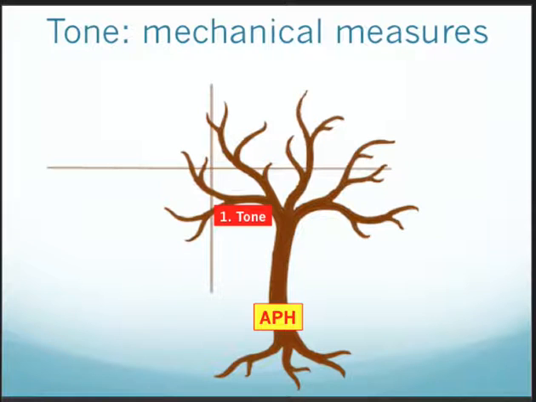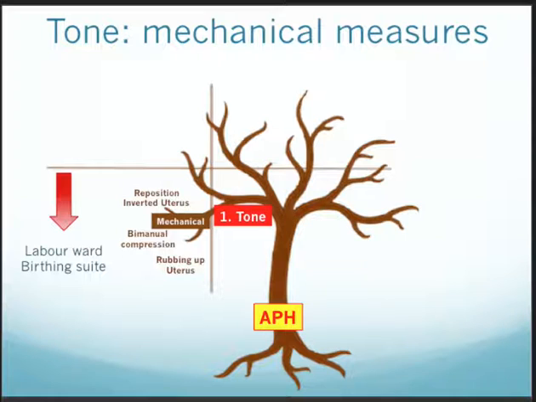All items on the left-hand side will have to do with mechanical measures we can take to try to promote contraction or compression of the uterus. Below the horizontal line are measures we usually can take in the labor ward or in the birthing suite, and the first one, mechanical, is rubbing up the uterus, bimanual compression, or reposition of the inverted uterus. We will explain that further into detail and some pictures later on.